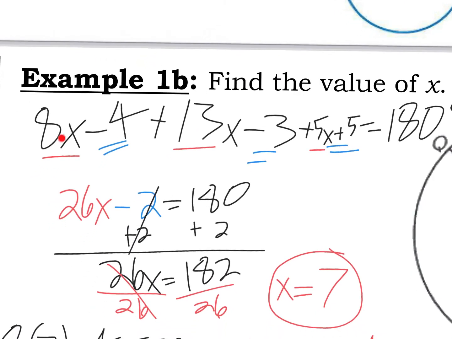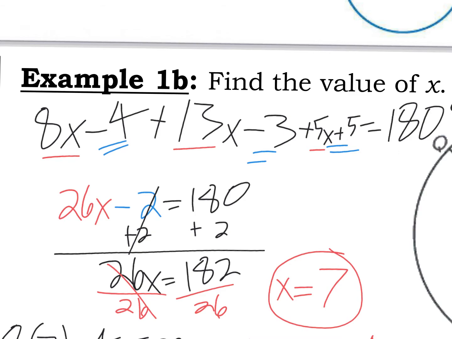So here's my work. I'm going to combine all my x terms. 8x plus 13x, that's 21x, plus 5x, that's 26x. Then I have negative 4 minus 3, that's negative 7, plus 5, that's going to make negative 2. So I have 26x minus 2 equals 180. So I can add 2 to the other side and then divide by 26, and I'm going to get x equal to 7. So that answered the question of find the value for x.